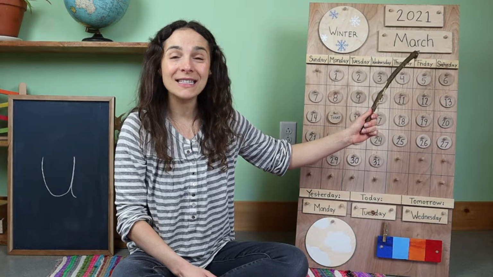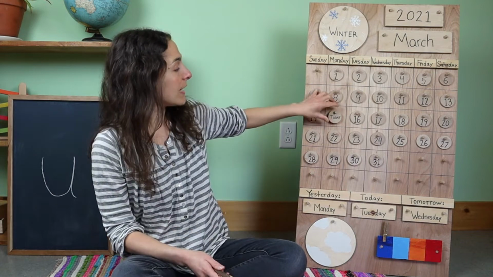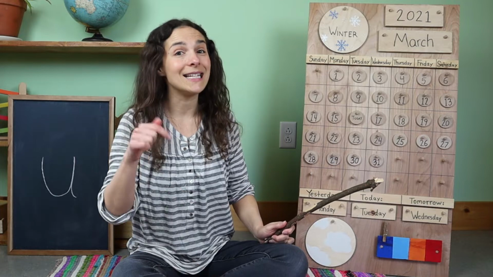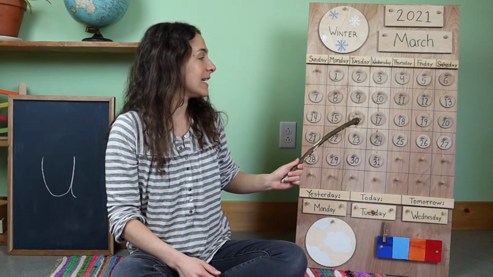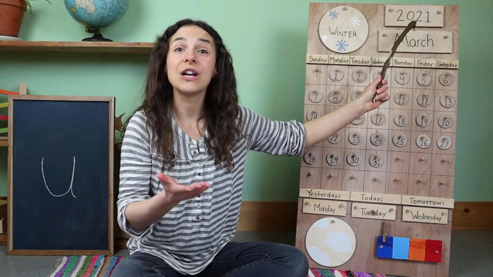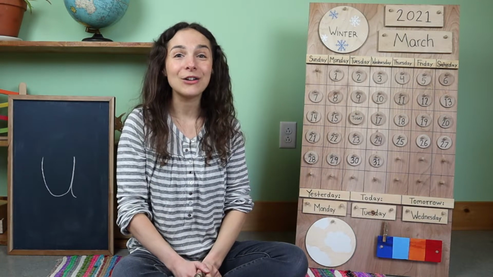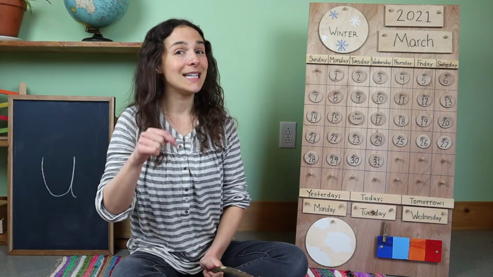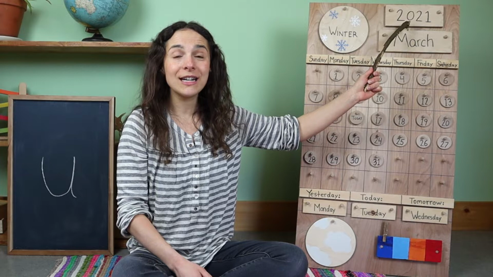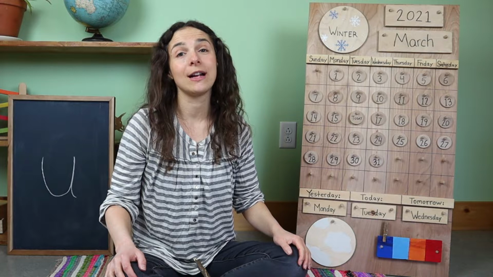March! That's right, friends. And today is March 16th. So let's move the chip over from yesterday. Yesterday was March 15th, and today is March 16th. And right up here we have the year. The year is 2021. So let's say the date one more time, all together. Are you ready? Today is March 16th, 2021.